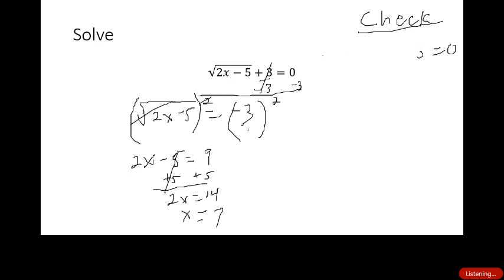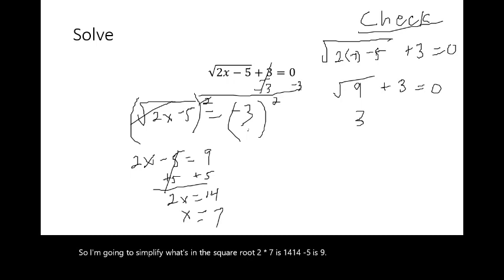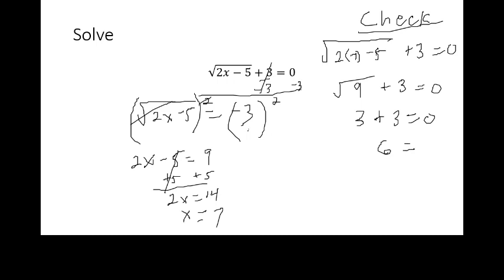So I'm going to simplify what's in the square root. 2 times 7 is 14. 14 minus 5 is 9. Then we're going to take the square root of 9. Square root of 9 is 3. And 3 plus 3 is 6. And 6 does not equal 0.